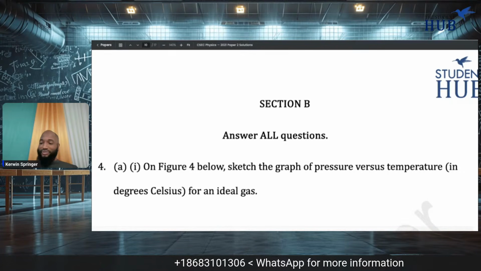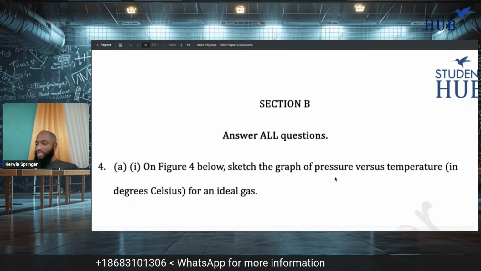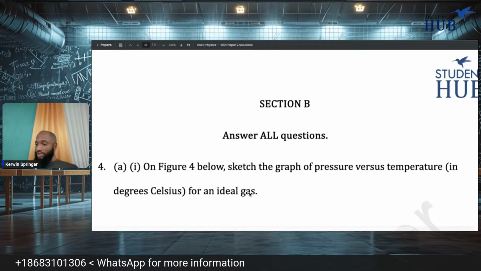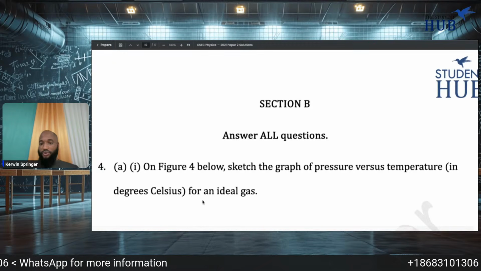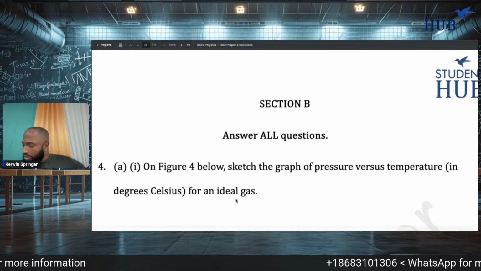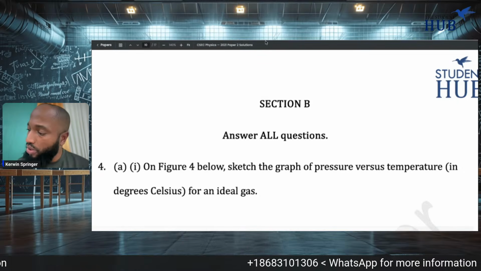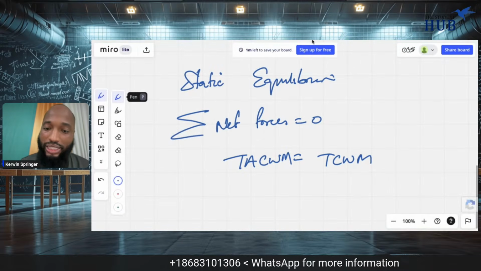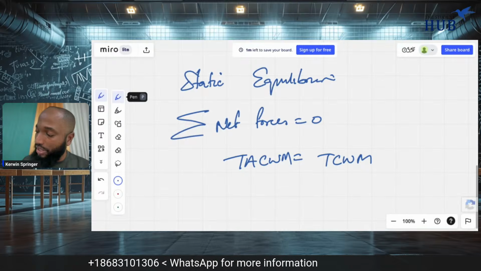All of the above. On the figure 4 below, sketch the graph of pressure versus temperature in degrees Celsius for an ideal gas. All right, so let's go through the whole gas laws thing once again. Malik, this will be the last time you've seen it in a while. Let's go.